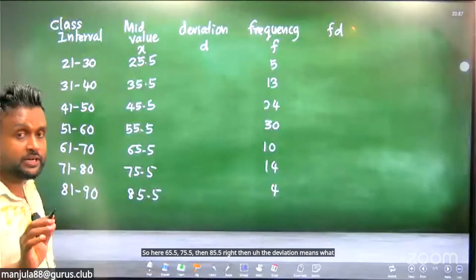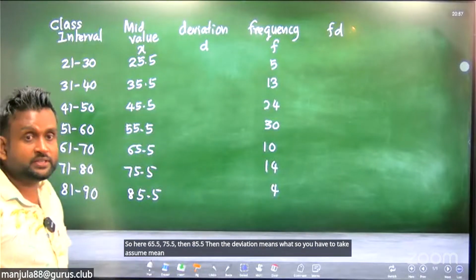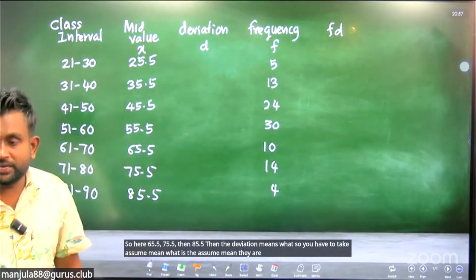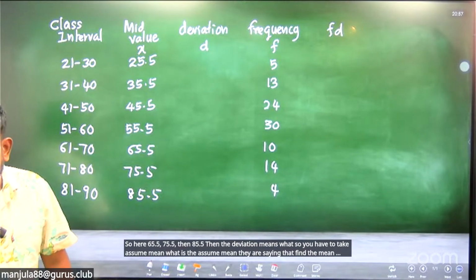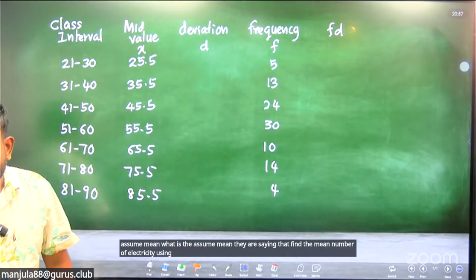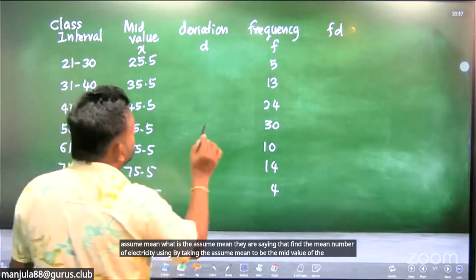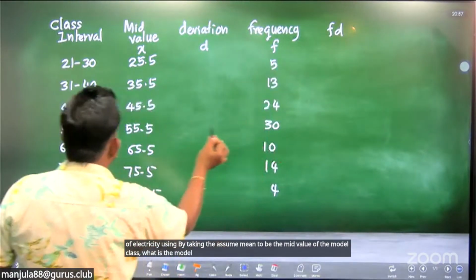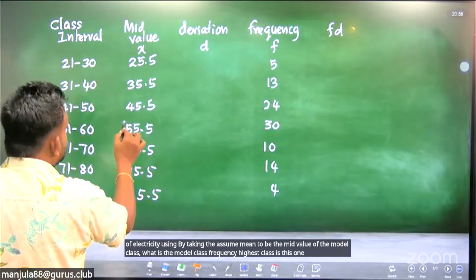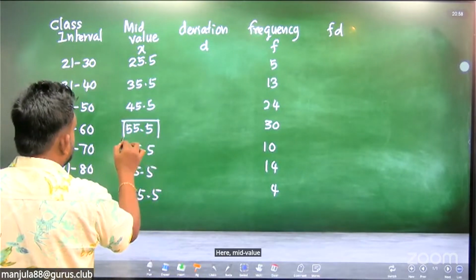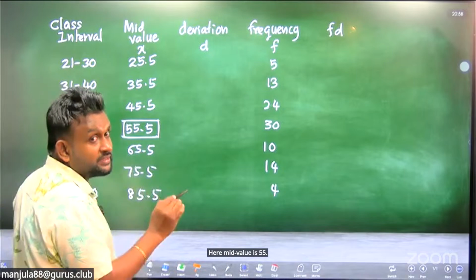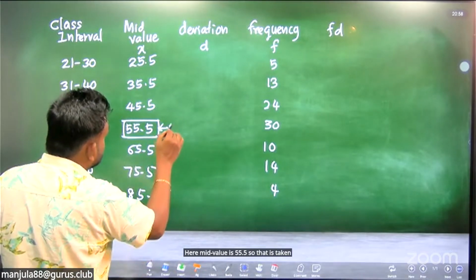So you have to take the assumed mean. What is the assumed mean? They are saying to find the mean number of electricity units by taking the assumed mean to be the mid value of the modal class. What is the modal class? The highest frequency class is this one. Here the mid value is 55.5. So that is taken as the assumed mean.